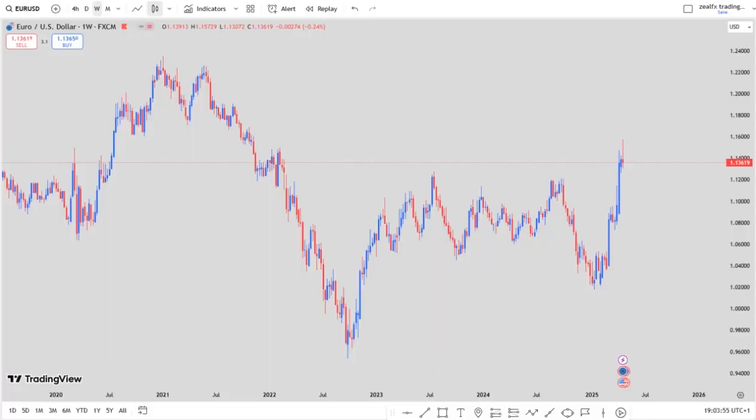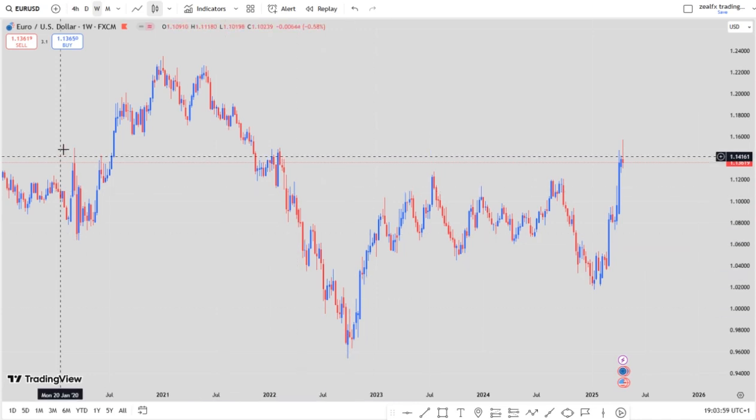So let's get started with this week's analysis, because we expect a major move from the market this week, majorly from the euro and the GBP. Let's dive straight into the analysis. EURUSD on my weekly chart closed on a resistance level.